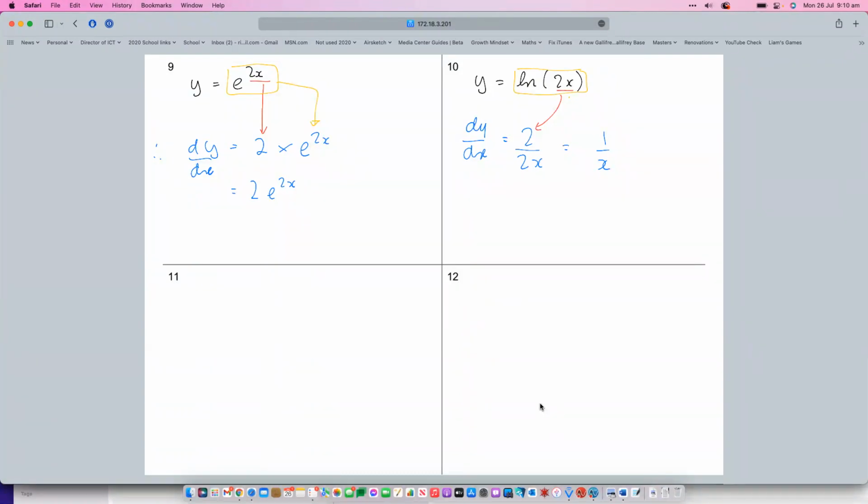Because if I said ln of 3x, that would be 3 on 3x, which would be just 1 on x. If I said ln of half of x, that would be a half over half x, which would be 1 on x. So whatever that constant number is in front of x, it always ends up cancelling out. So you always get 1 on x.